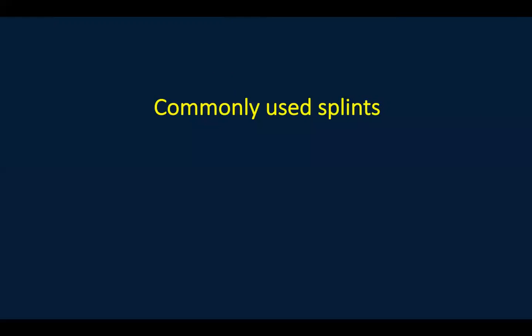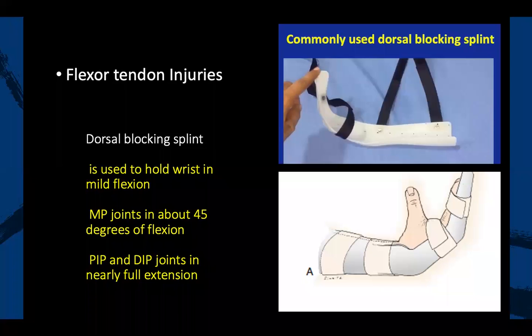What are the commonly used splints? The first and most commonly used splint is for flexor tendon injuries. We give a dorsal blocking splint, used to hold the wrist in mild flexion, MP joints in about 45 degrees of flexion, and PIP and DIP joints in nearly full extension.